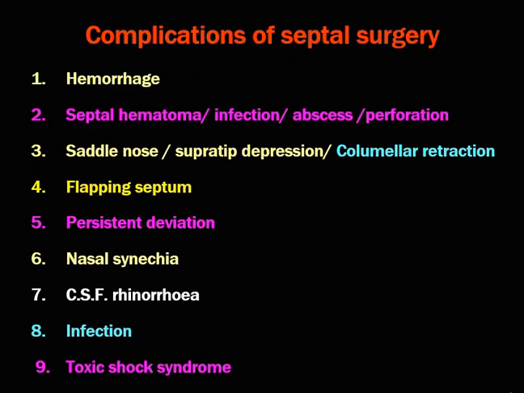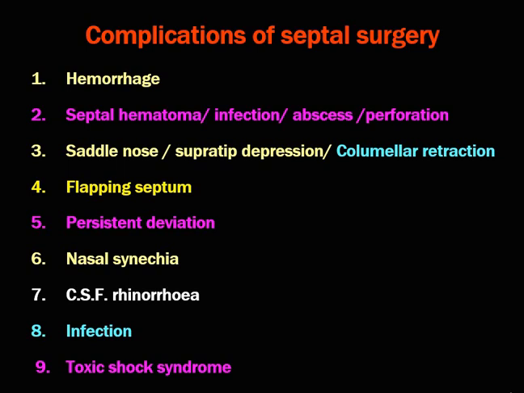Coming to complications of septal surgery. What are the complications of septal surgery? Complications might be hemorrhage or hematoma formation, infection or abscess formation, or perforation of the nasal septum. Saddle nose deformity or columellar retraction are common while performing SMR surgery. Flapping septum is one of the complications of SMR surgery.